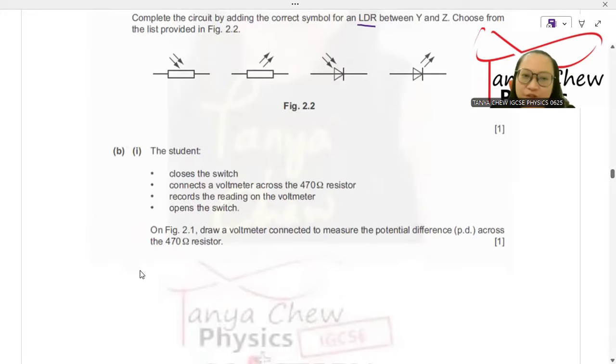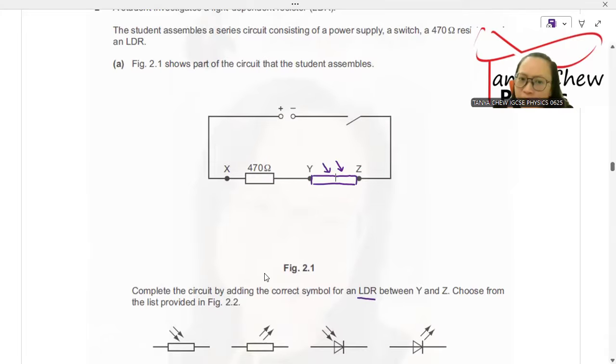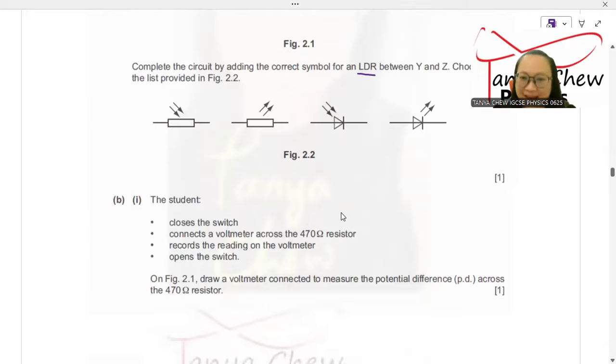Now, B part 1, the student closes a switch, connects a voltmeter across the 470 ohm resistor, records the reading on the voltmeter, opens the switch. On Fig 2.1, draw a voltmeter connected to measure the potential difference, or the PD, across the 470 ohm resistor. Where is 470 ohm? So you just draw. This is your voltmeter connected, okay? 2 points here, just to measure the PD across it. And we are done with that.